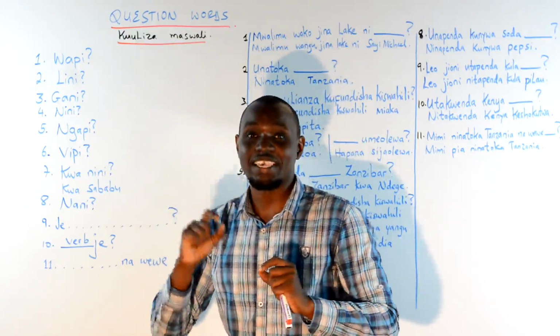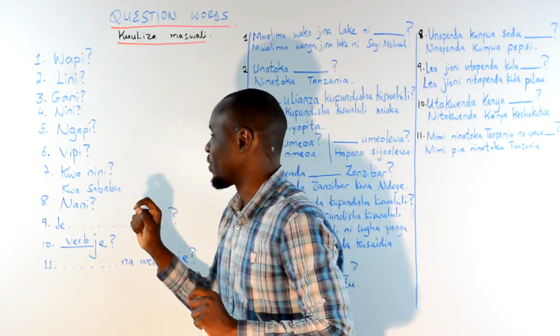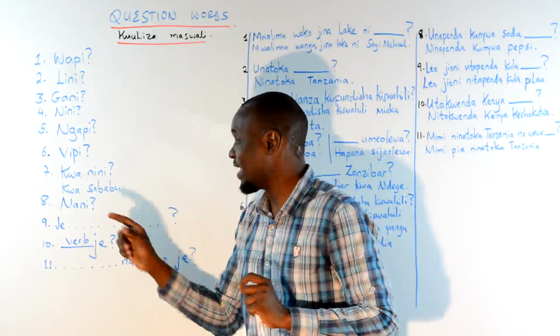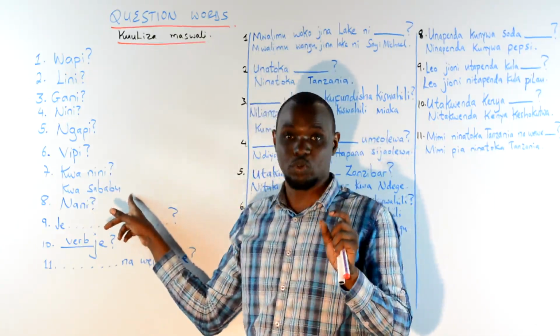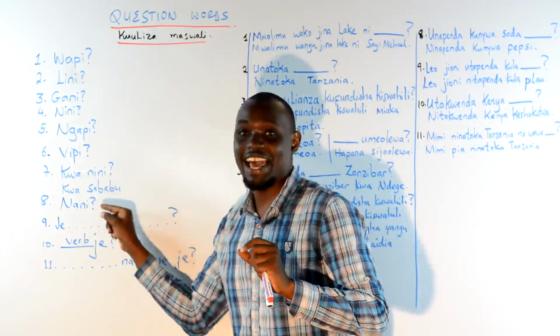Vipi. Vipi is how. And kwa nini. Kwa nini is why, and kwa sababu is because. Kwa nini? Kwa sababu. Nani. Nani is who.